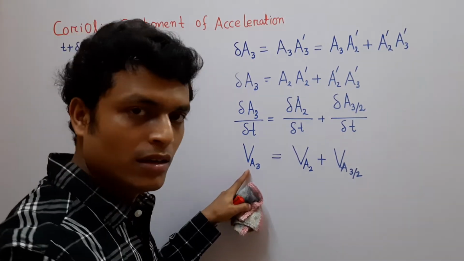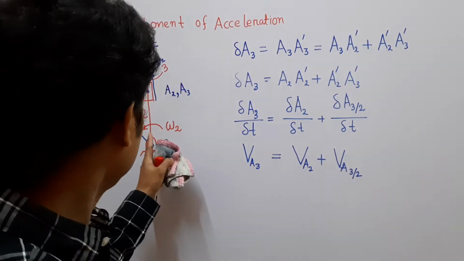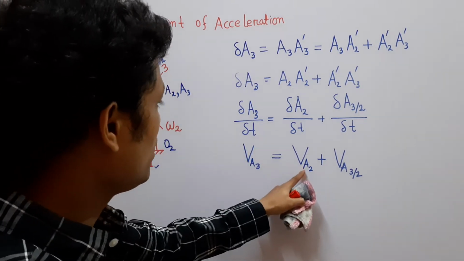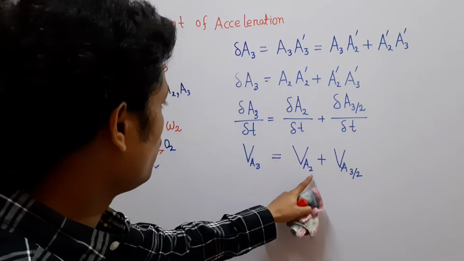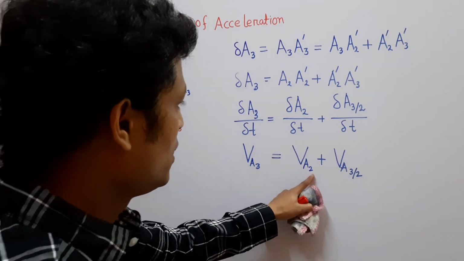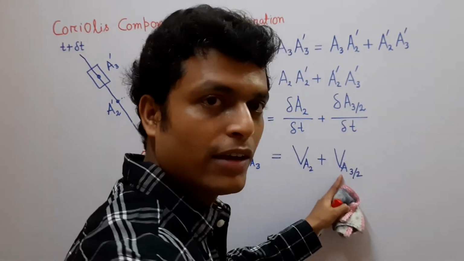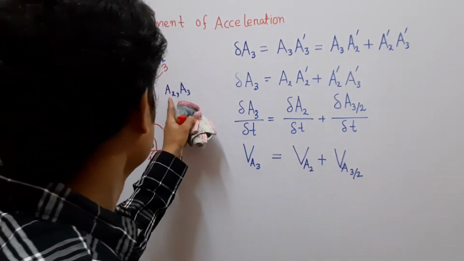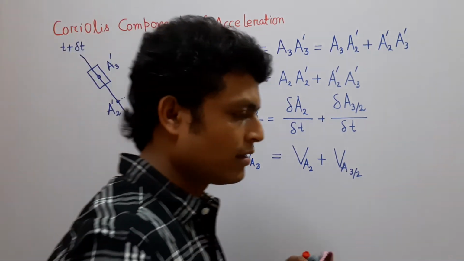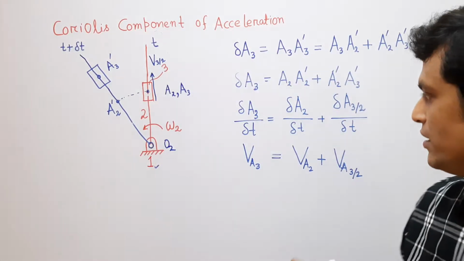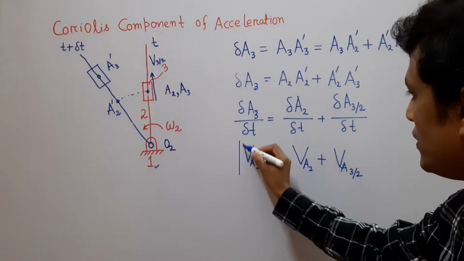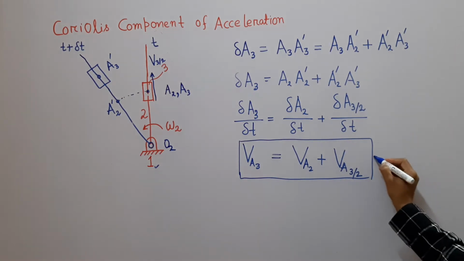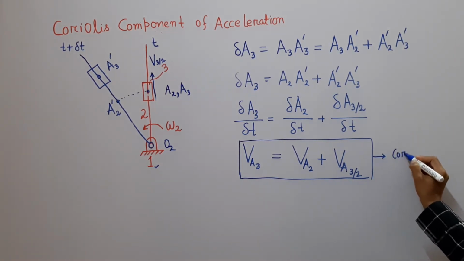VA3 is what? Velocity of link 3 at point A3. V2 is what? Velocity of link 2 at point A2. And this is the relative velocity of link 3 with respect to link 2 at point A. Points A2 and A3 are the same because they are instantaneously coincident. So this is the velocity equation, and this velocity equation is correct.